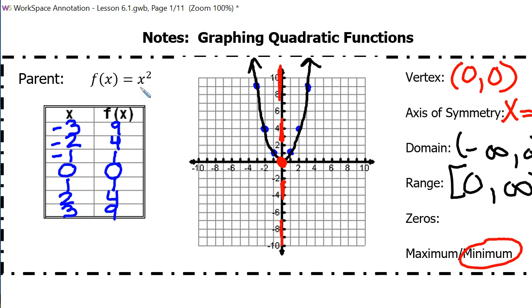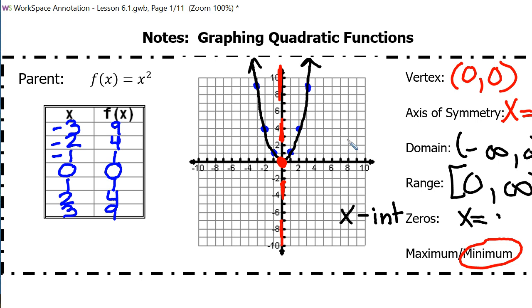And the next question asks us for the zeros. Do you know what the word zeros means? Yeah, it's the x-intercept. Do you see the word zeros? It's just asking you for the x-intercept. So where does that parabola touch the x-axis? At 0.